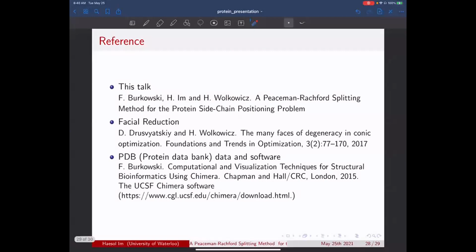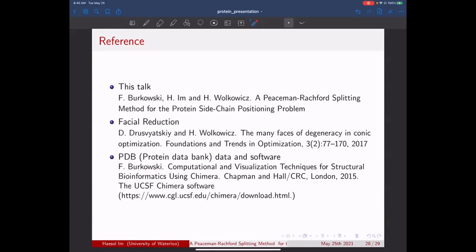Okay, these are some important references. For this talk, I used this paper on the Peaceman-Rachford splitting method for the side-chain positioning problem, and you can grab this paper from arXiv. If anyone is interested in facial reduction, there is this nice survey paper written by Henry here in the audience. And if somebody is interested in proteins and how we get the data, you can take a look at this textbook written by one of the co-authors of this work.